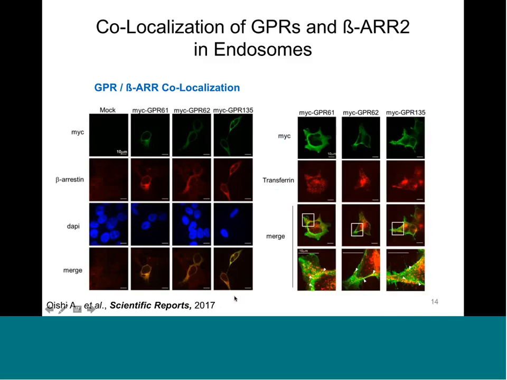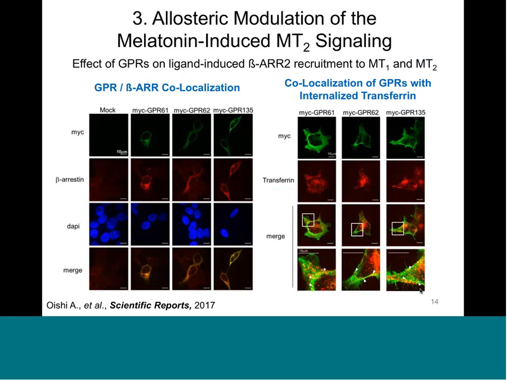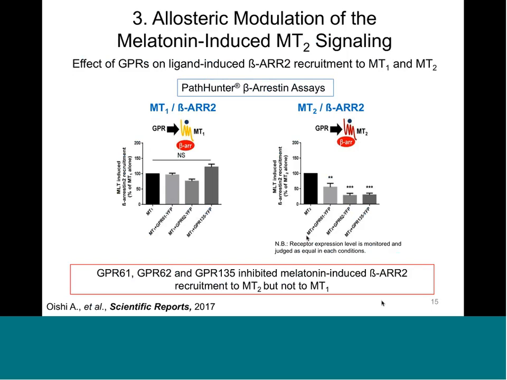Furthermore, these GPRs co-localized with internalized transferrin, which suggests GPRs localized in endosome as a result of internalization. We are thinking these several methods are necessary to confirm agonist-independent arrestin recruitment on GPCR. The third part of our findings is allosteric modulation of the melatonin-induced MT2 signaling.